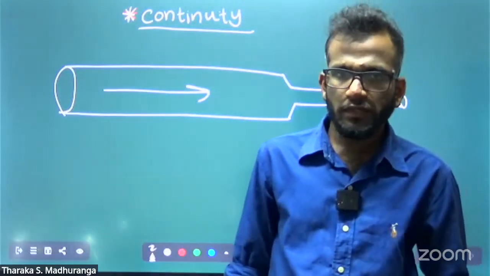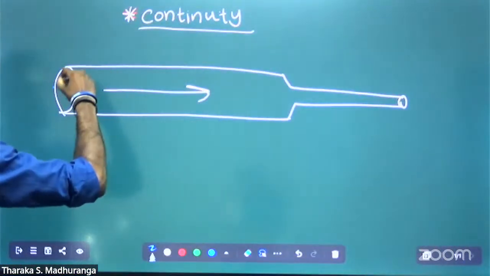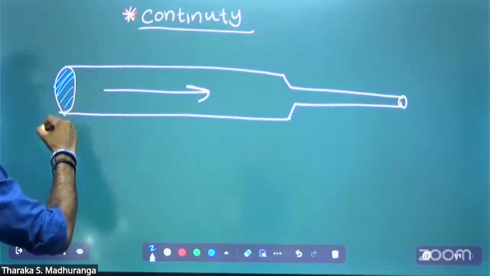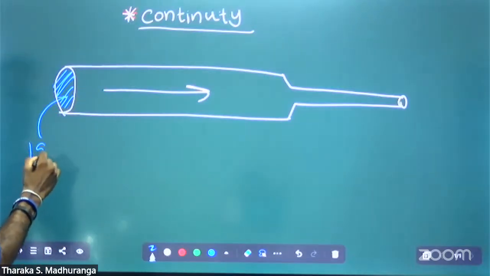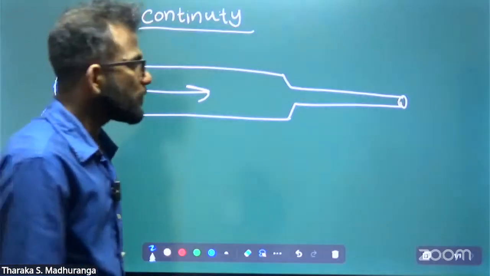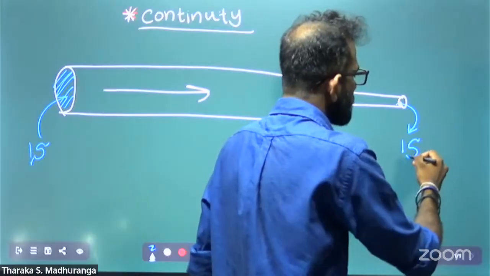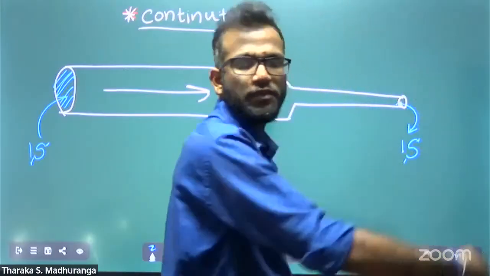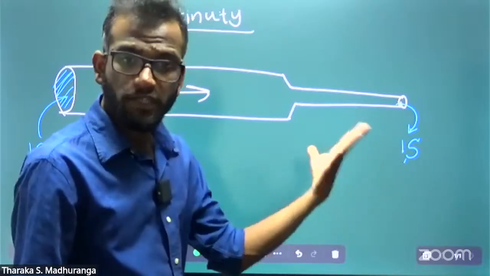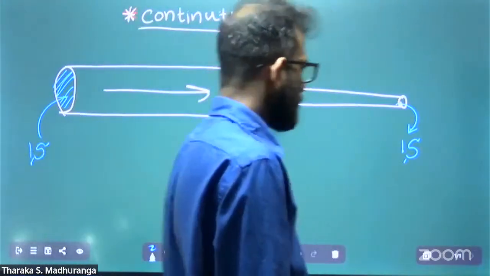Very good. Think within 1 second, within unit time, the volume entering and the volume leaving out within the same time are equal. If it is equal, that we call continuity flow.